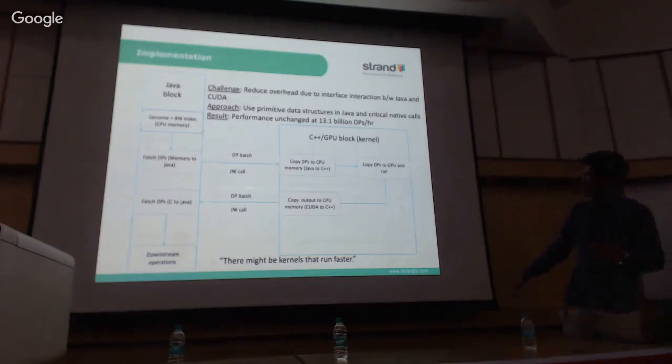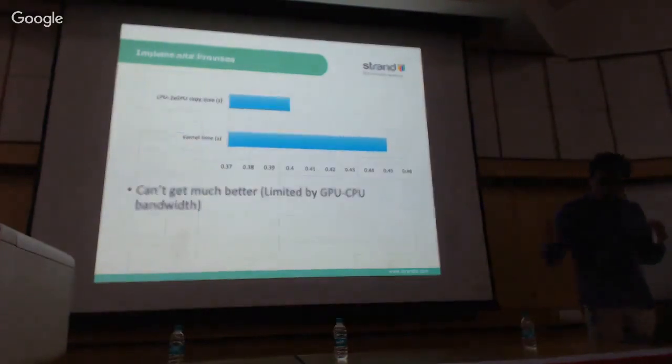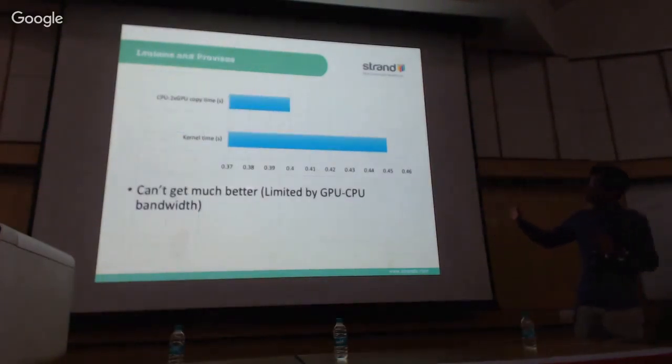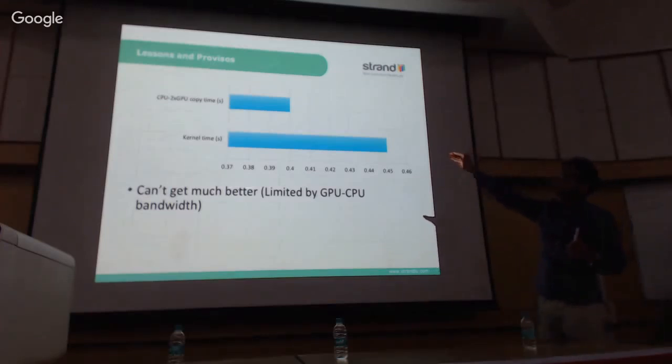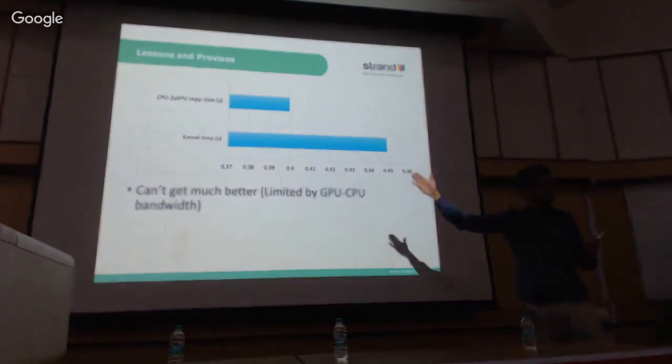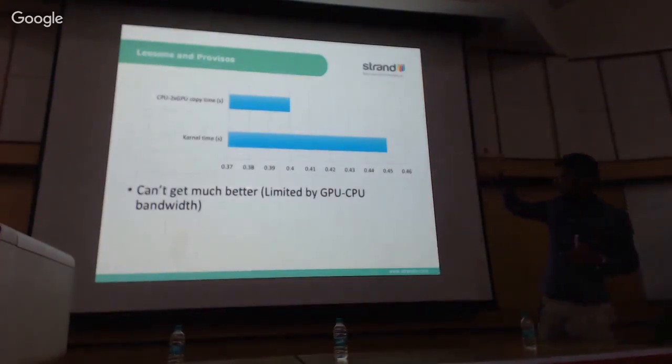But on the other hand, we had to do a bunch of other implementation challenges, which I won't get into here. The important thing to remember is that this couldn't get much better because of reasons that were beyond our control. The time it took to transfer information from the CPU to the GPU was nearly the time it took for the entire kernel to execute. So essentially, that was one of the big takeaways.